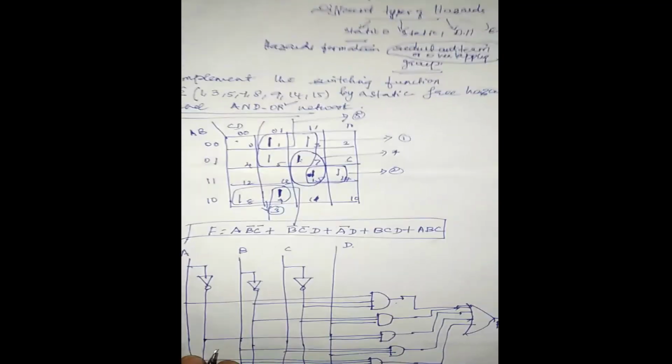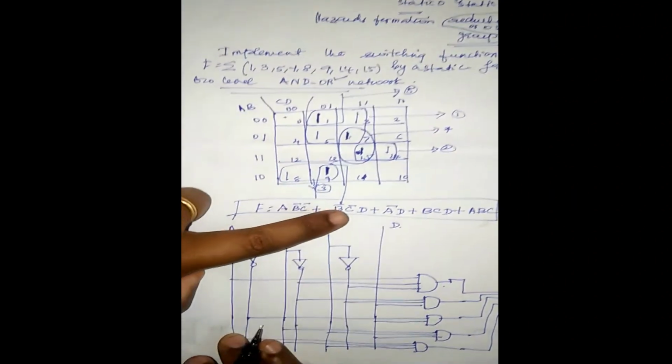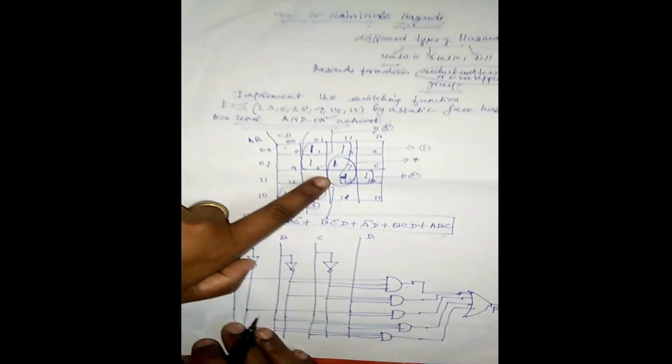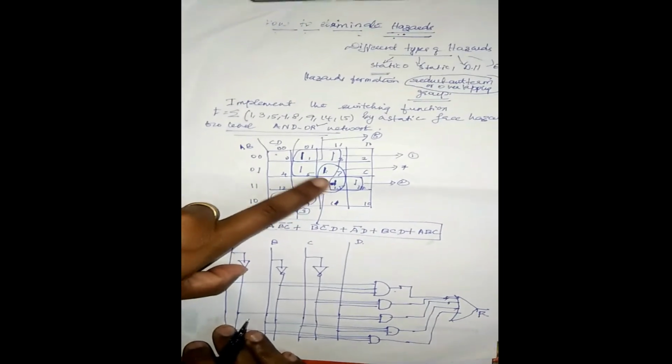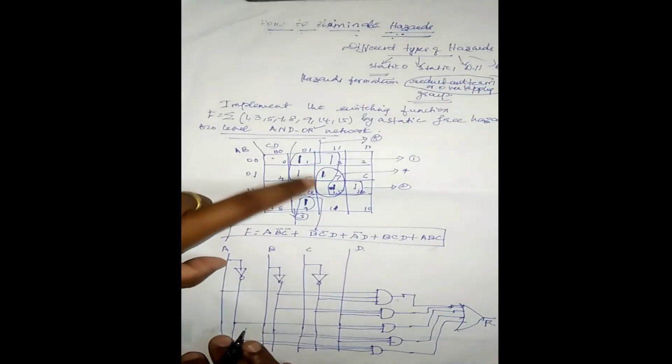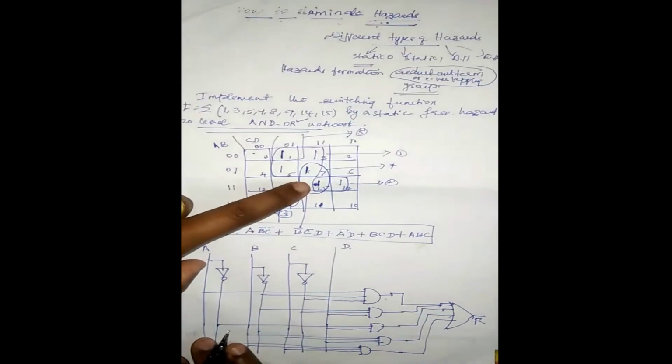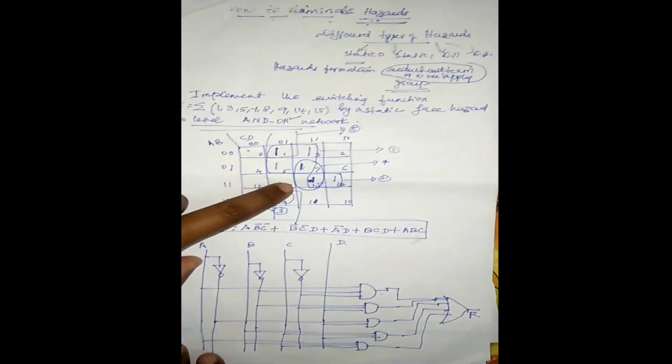So we understood that a hazard can be eliminated, or we can get a hazard-free circuit, by the formation of overlapped groups with adjacent ones. After the grouping, you have to check for adjacent ones and group them, and that in turn eliminates the hazard.